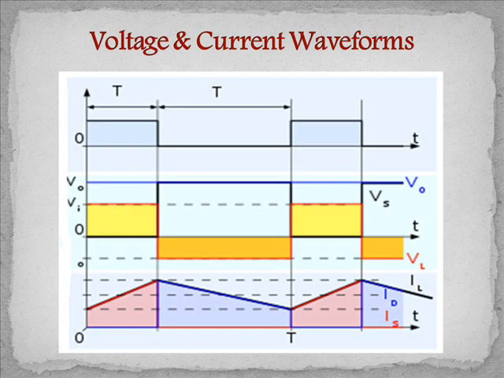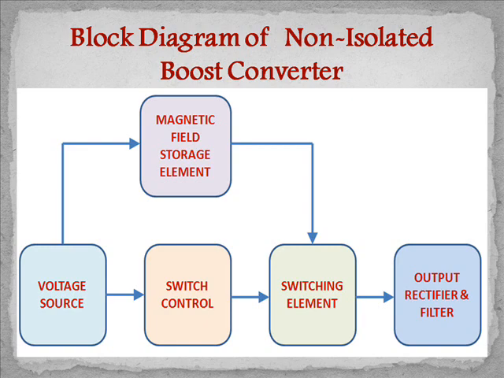This figure shows the typical waveforms of currents and voltages in a converter operating in this mode. The inductor current increases when the switch is on, and decreases when the switch is off. The block diagram of the boost converter consists of a voltage source, magnetic field storage element, switch control, switching element, and output rectifier and filter. The voltage source provides an input DC voltage to the switch control and to the magnetic field storage element. The switch control directs the action of the switching element, while the output rectifier and filter delivers an acceptable DC voltage to the output.